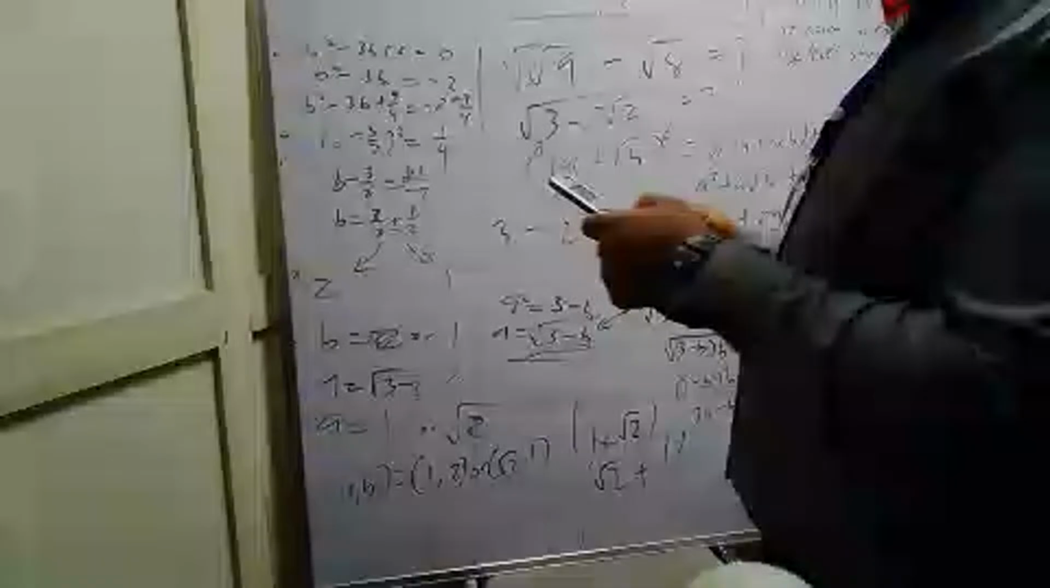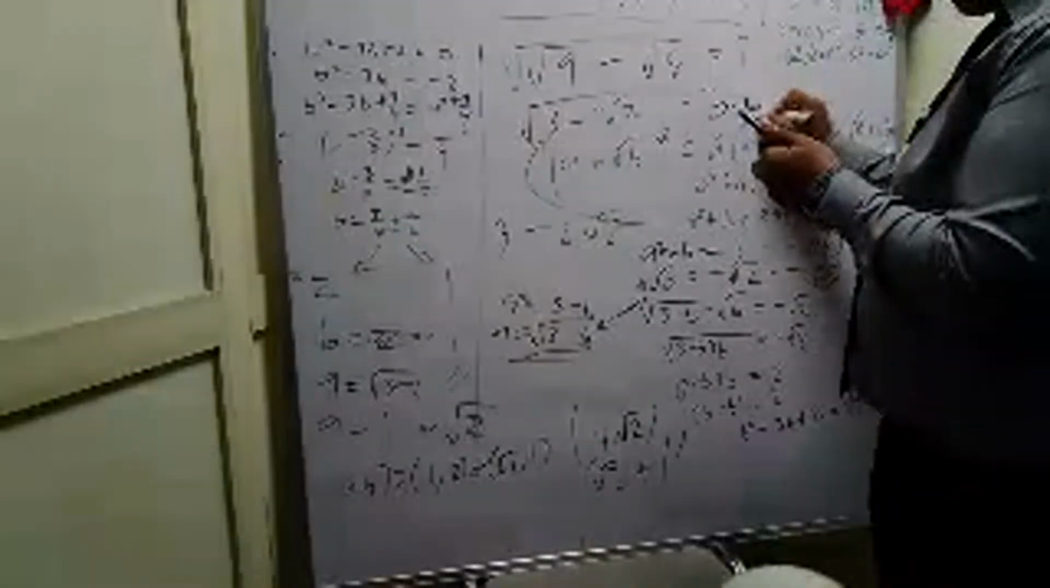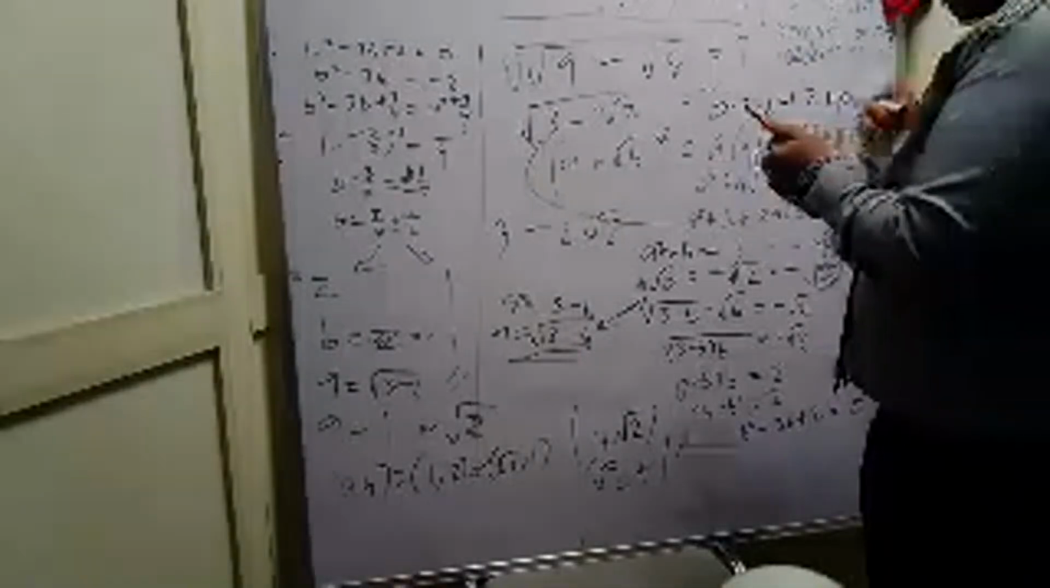3 minus 2 root 2, and that is equal to, the calculator gave me a decimal point. Well, anyways, let me write it down. The calculator says 0.41421356624.